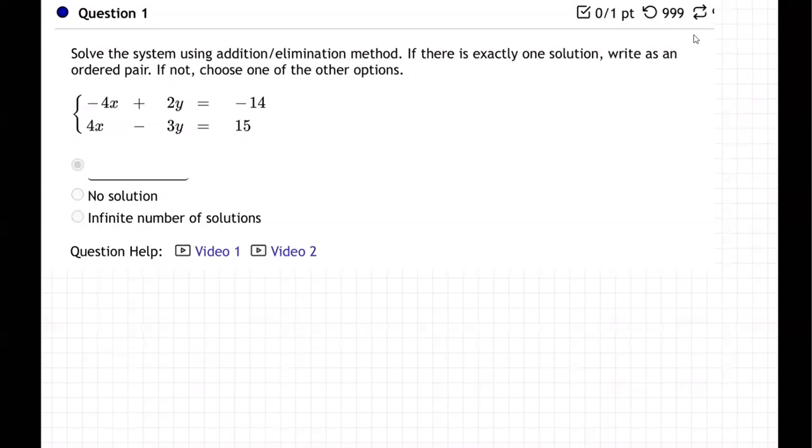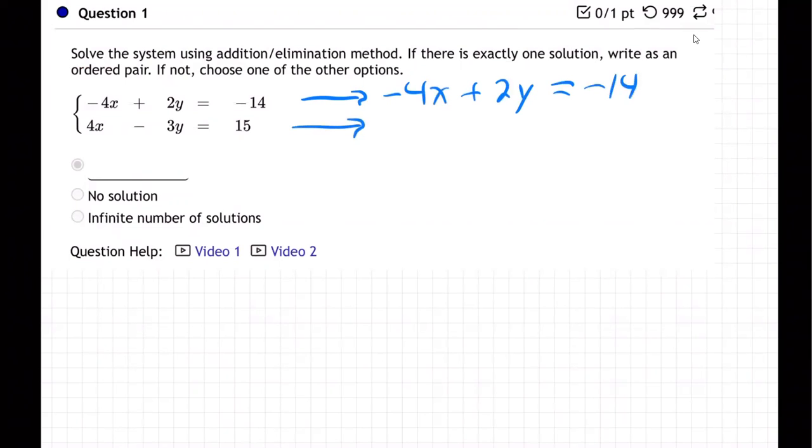Okay, so on this question, we are going to solve the system using the addition or elimination method. Goes by either name. Okay, so let's do it. So let me just bring these over here and rewrite them. So minus 4x plus 2y equals minus 14.